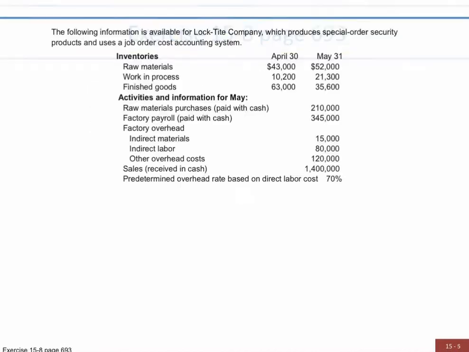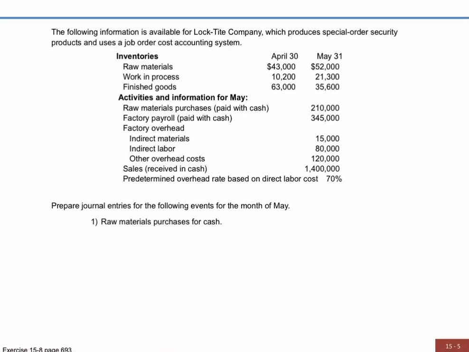Exercise 15-8, we're going to look at some accounting information that we have here for this company, and what we're going to be asked to do is prepare the journal entries for each of those events. Raw materials being purchased for cash, direct materials usage, and the indirect materials usage. So we want all three journal entries.